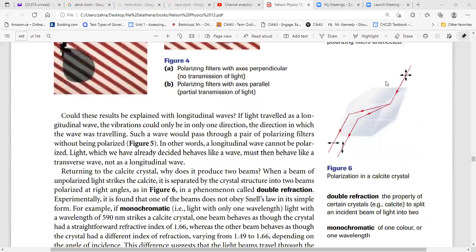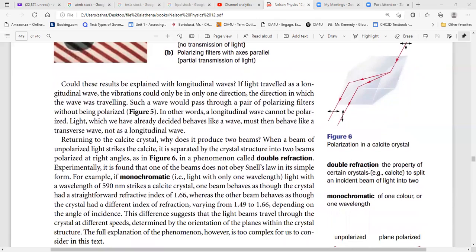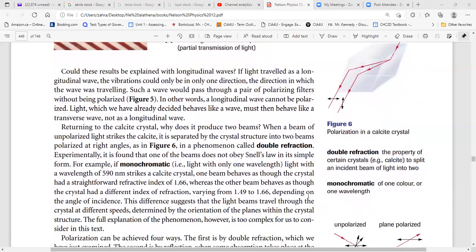There are some calcite crystals that will polarize light. How this is coming, and this beam has two different refraction angles, right? So one of them will oscillate in the Y direction, and one of them is going to be in the X direction. So there would be double refraction happening for monochromatic light.